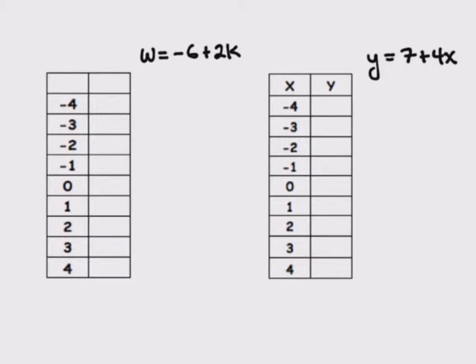Alright, let's take a closer look at 2 of those 4 equations that we just looked at. w equals negative 6 plus 2k, and y equals 7 plus 4x. And what we're going to do is fill out a table of values for each of these equations. First things first, for this w equals negative 6 plus 2k, since that w is by itself, that's most likely our dependent variable, and so k is going to be our independent variable. So let's quickly, explicitly write that down.